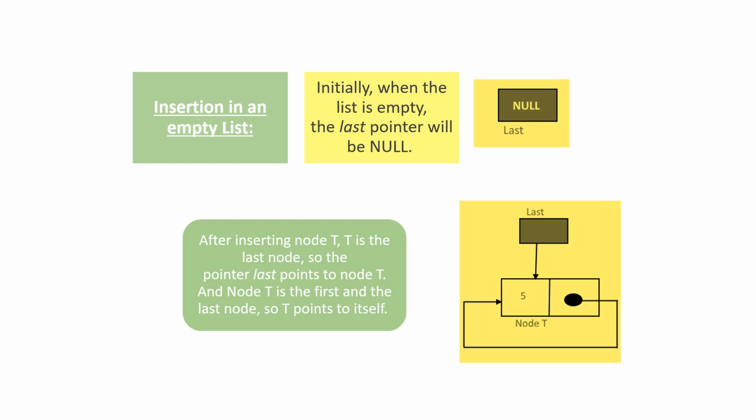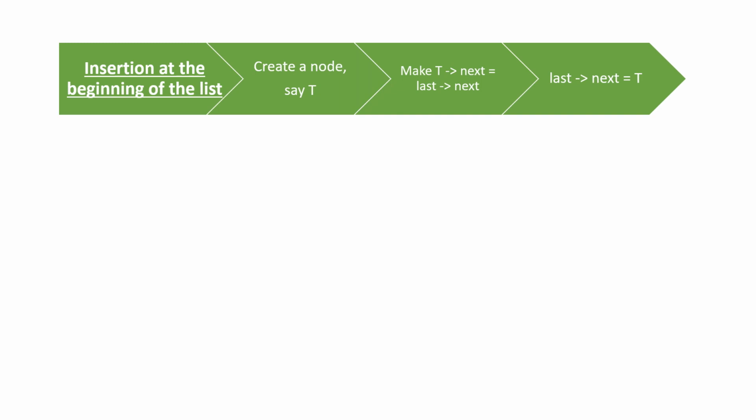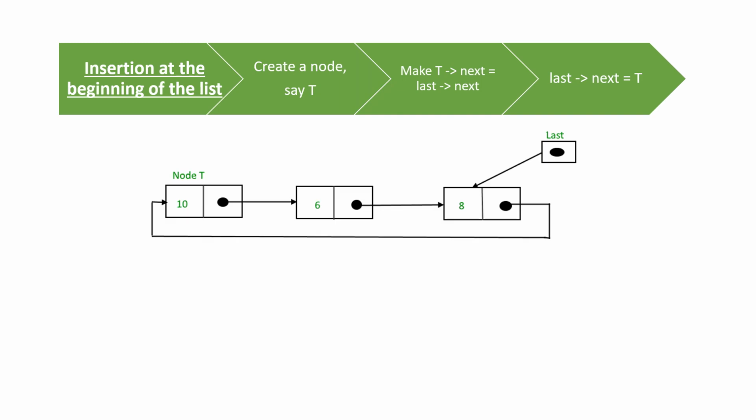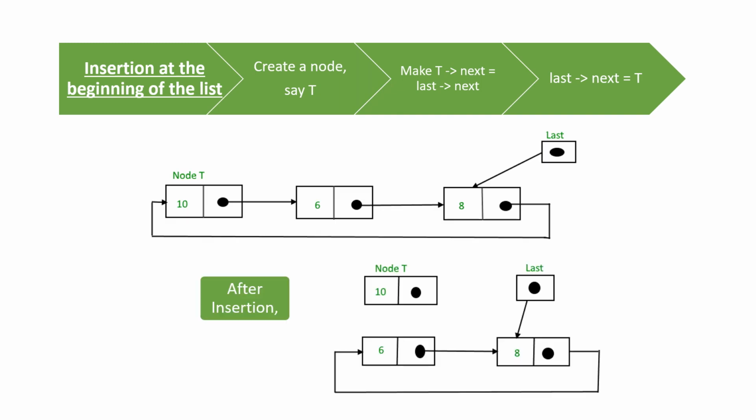So, node T is the first and the last node, so T points to itself, since there are no other nodes in the list. Now we are going to insert at the beginning of the list, and we can insert a node T with the number 10 at the beginning of the list.